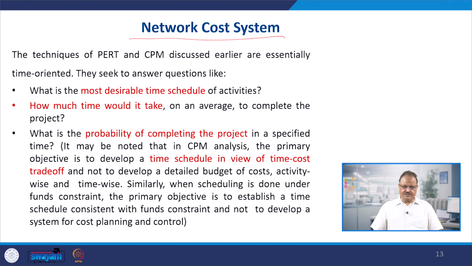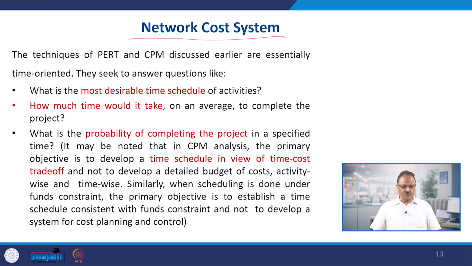Now this network cost system helps us find out whether the project is going to be completed at the expected cost, or the cost is going to increase and there is going to be a cost overrun. When the actual cost is more than the budgeted cost when the project is completed, that situation is called a cost overrun.